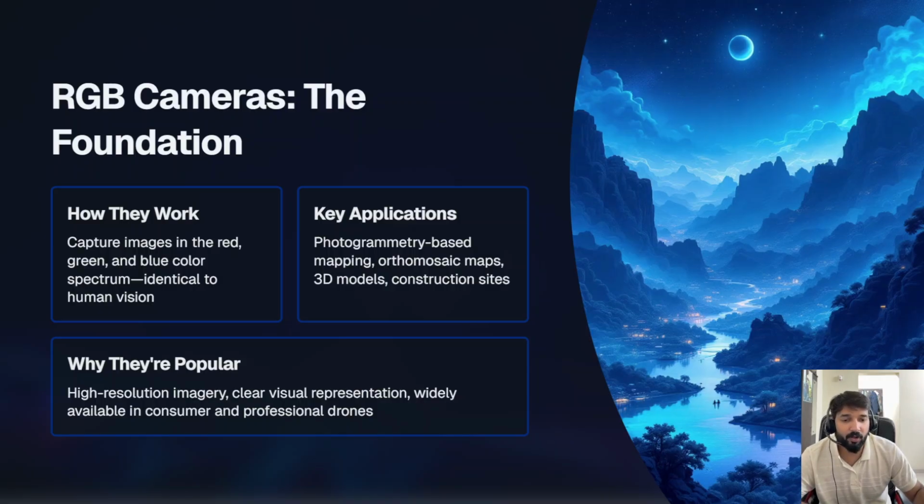These cameras are commonly used for photogrammetry based mapping, where hundreds of overlapping images are captured and processed into orthomosaic maps and 3D models. RGB sensors are widely used in construction mapping, land surveying, infrastructure monitoring, and urban planning because they provide clear, detailed visual images of the terrain.